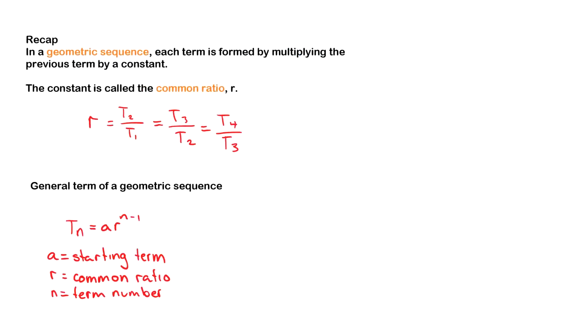Alright, so we're going to do a recap, and we know that in a geometric sequence, each term is formed by multiplying the previous term by a constant, and that constant is known as the common ratio. On the screen you can see how to find the common ratio, and below that you can see the general term of a geometric sequence.